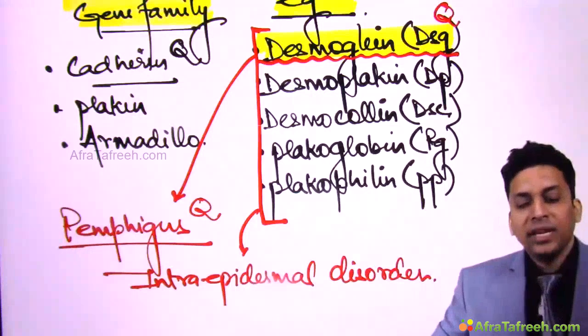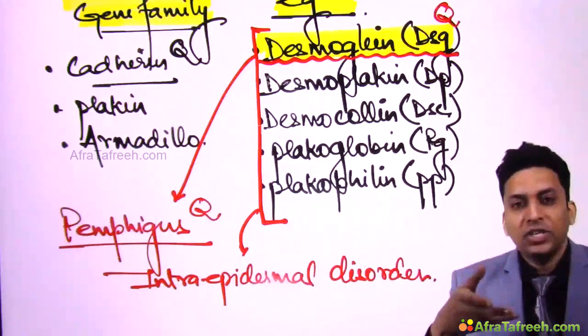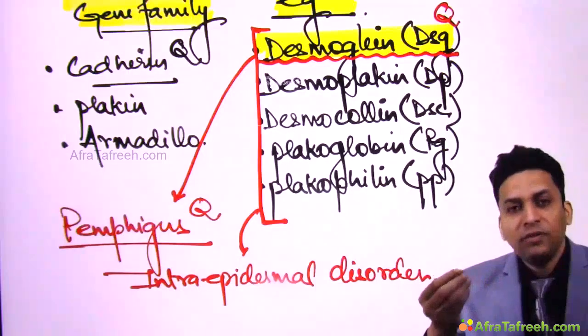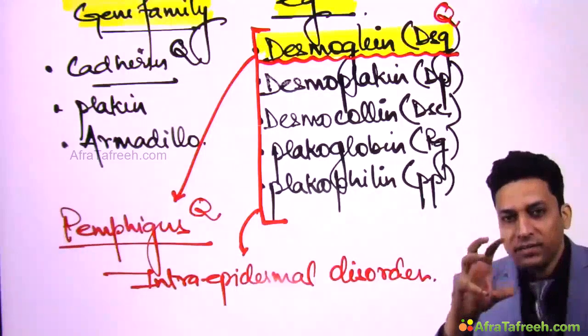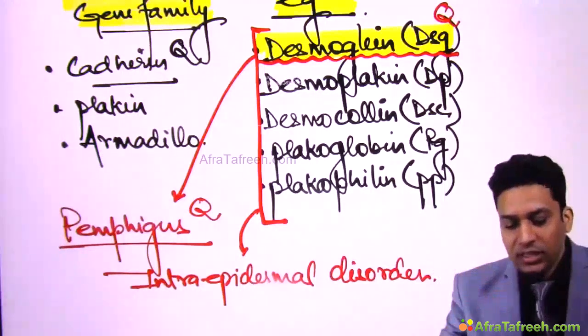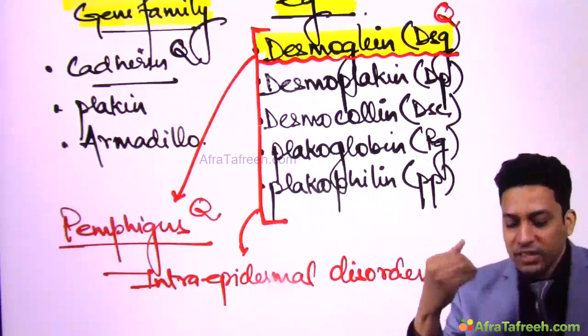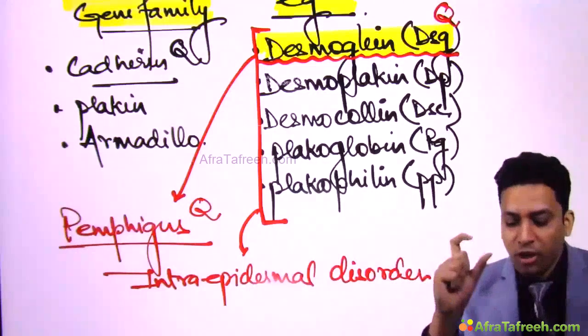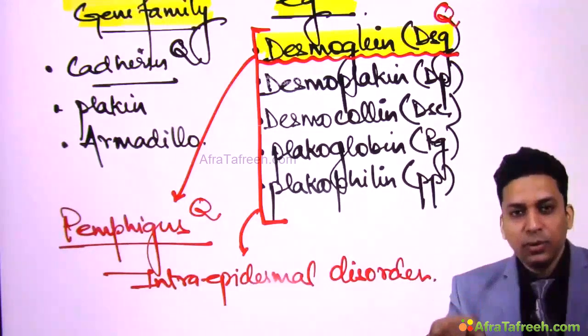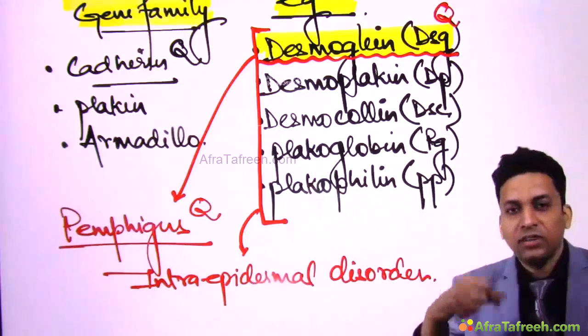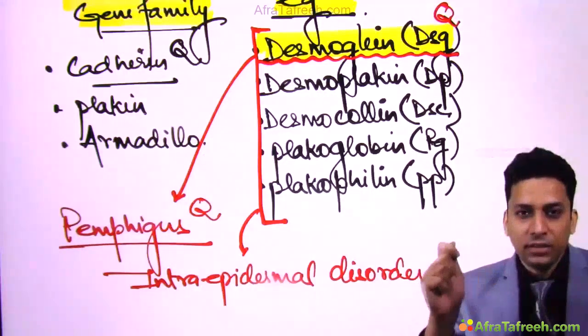Okay. So sometimes these questions are asked: which of the following conditions is intraepidermal or subepidermal? You can very easily answer these questions if you just remember the defect. If you know what is defective in that condition, and if the defect is among these, it is going to be intraepidermal, isn't it? Later on we will be discussing various intraepidermal and subepidermal disorders, but for now just remember that a defect in desmosomal proteins leads to intraepidermal disorder, and one such example is pemphigus.